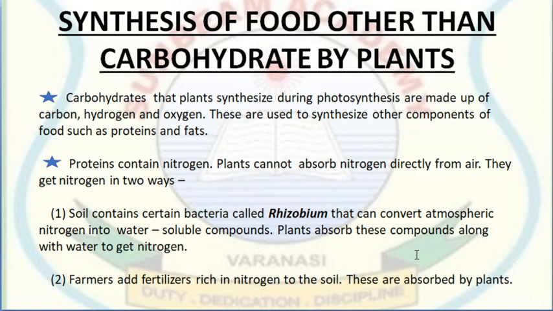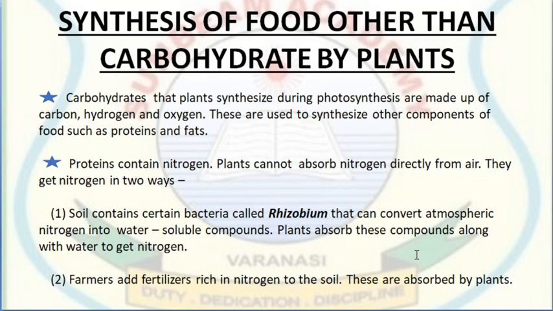The carbohydrates that plants synthesize during photosynthesis are made up of carbon, hydrogen, and oxygen, and these are used to synthesize other components of food, such as proteins and fats. Proteins contain nitrogen. Though air contains a large amount of nitrogen, plants cannot absorb this nitrogen directly. They get nitrogen in two ways.